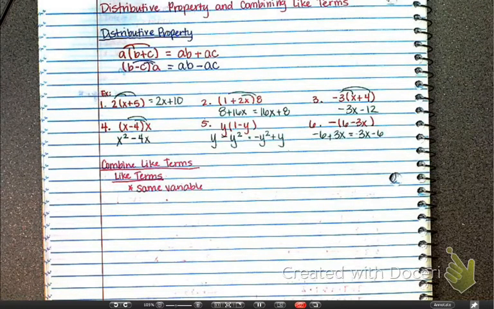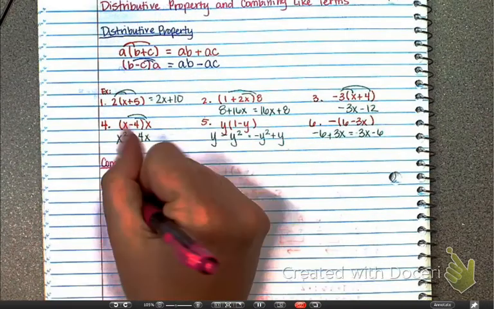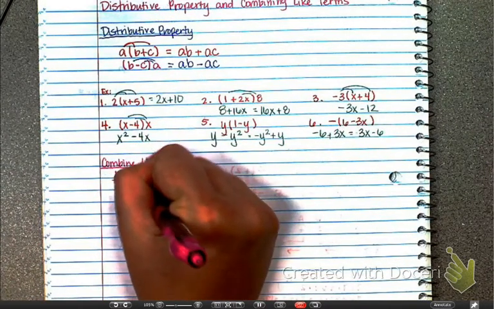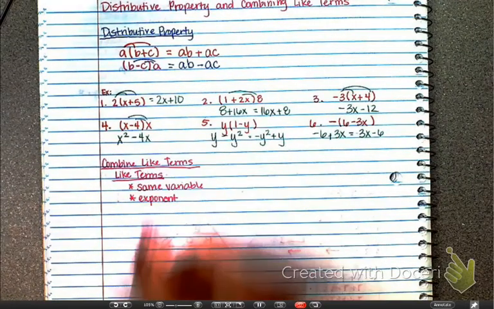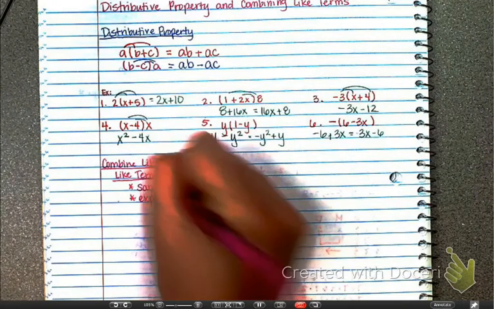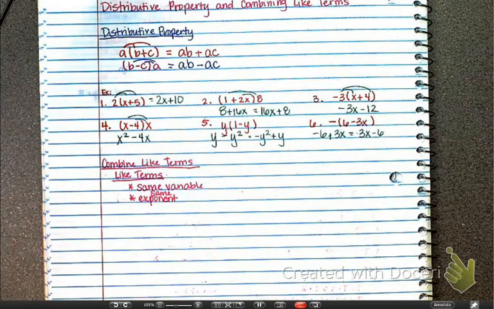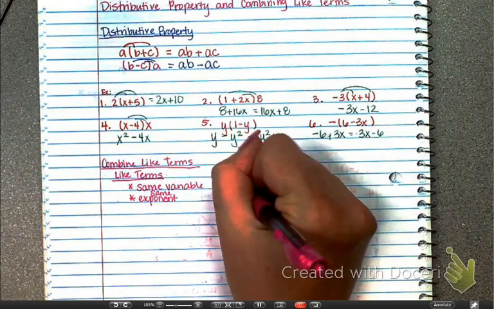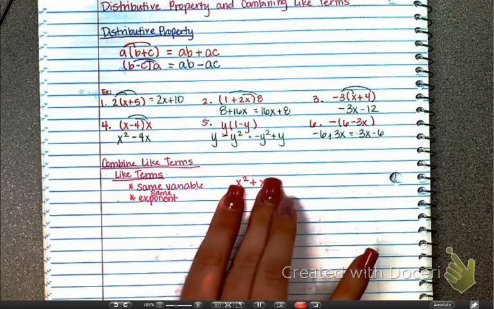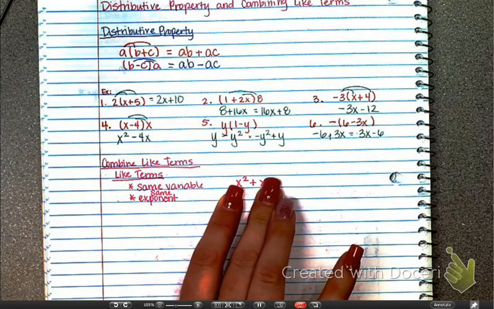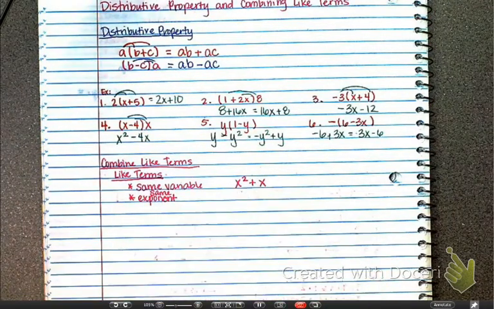The whole number? I forgot what it's called. The x. It's going to be your exponent. So your exponent has to be the same. That should say same exponent. So it's going to be the same variable and the same exponent. For instance, if I gave you x squared plus x, am I allowed to combine those? No. They have the same variable. They both have x's, but because their exponents are different, we are not allowed to combine them together. Okay? Does that make sense?